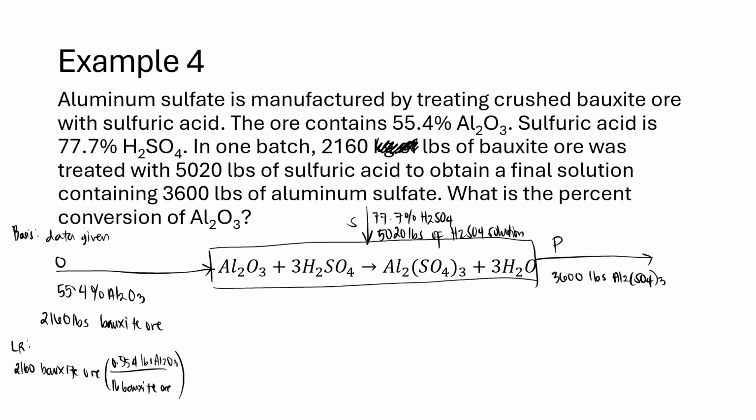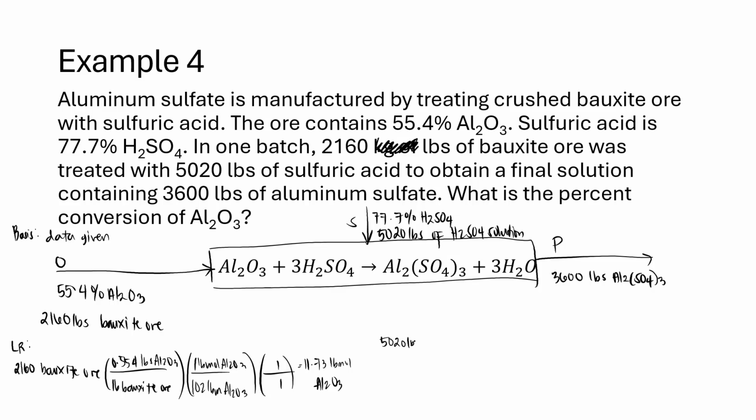And then we need to first convert the mass into moles. So that's 102 pound mass Al2O3, that's 1 pound mole Al2O3. And then based on the chemical equation, that's 1:1. So that's just 11.73 pound mole of Al2O3.